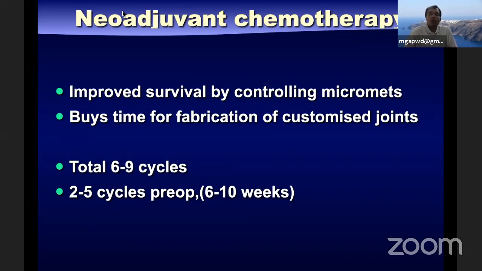The total number of cycles given are anywhere between 6 to 9 cycles. Generally, we use 6 cycles when it is a methotrexate-based protocol, because each cycle in the MAP protocol is about 5 weeks. So it's about 30 weeks of chemotherapy. If one uses only adriamycin, ifosfamide, and cisplatinum, then we give about 9 cycles of chemotherapy, because each cycle is only about 3 weeks. So it's about 27 weeks of chemotherapy.